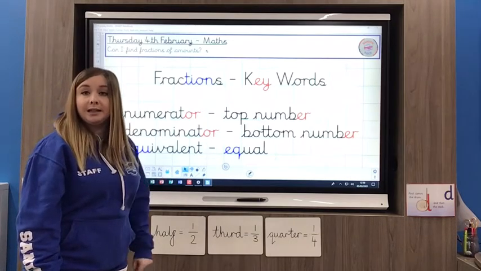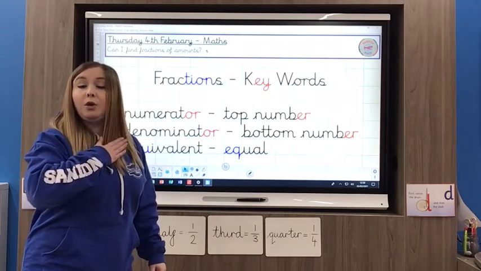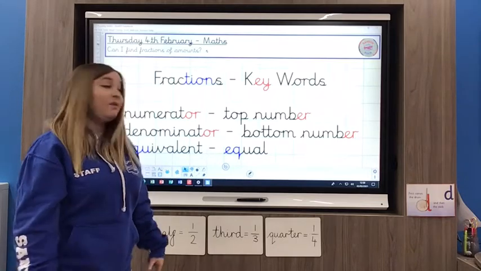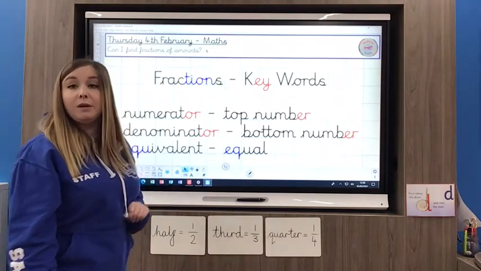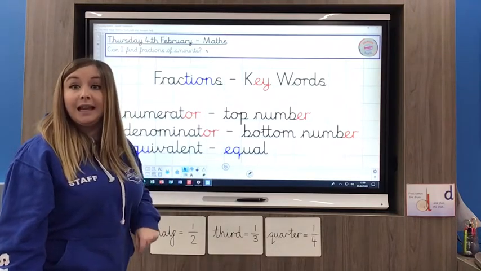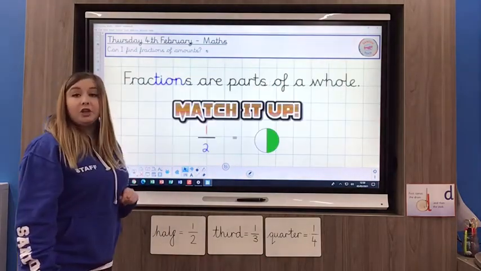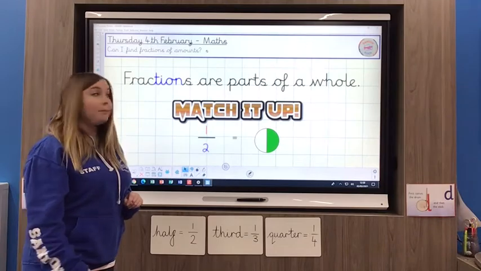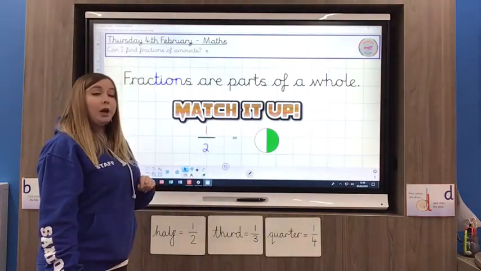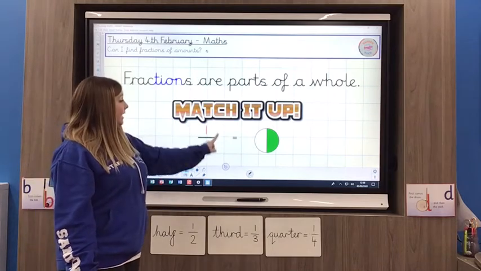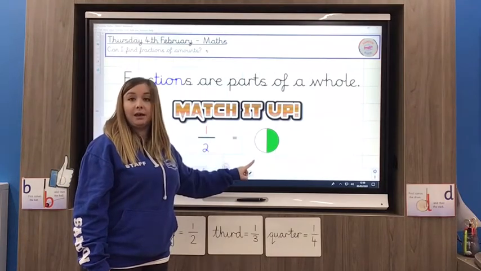I'm going to say that again, and then I want you to say it. Equivalent, equivalent. And equivalent means equal or the same. I want to see if anybody can remember what equivalent means a little bit later. So, we're going to start by playing a game, and my game is called Match It Up. And we're going to match fractions that are represented using numbers and represented using pictures.